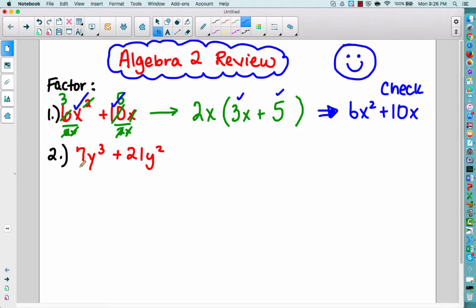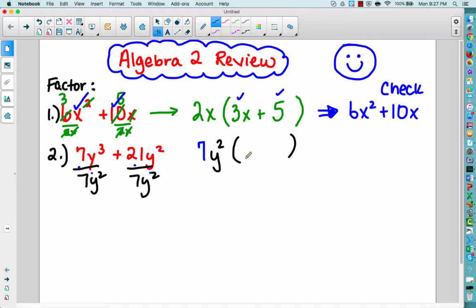I look at the numbers first, 7 and 21. Hopefully you're seeing that 7 is the greatest common factor. Then I look at the variables, and in this case I have a y cubed and a y squared. So you look at the variable, the least number of times it occurs in each of them, or the most times it occurs in each of them, and it's y squared. So 7y squared. And I'm going to divide to see what we get.